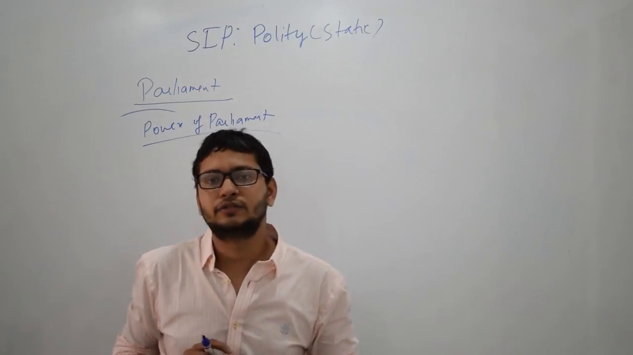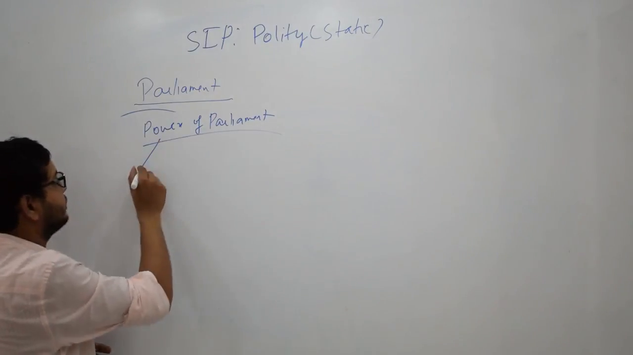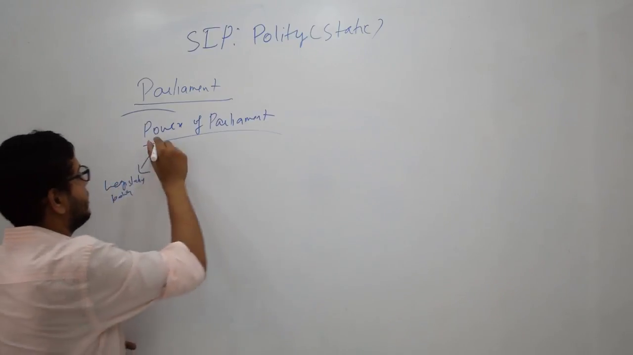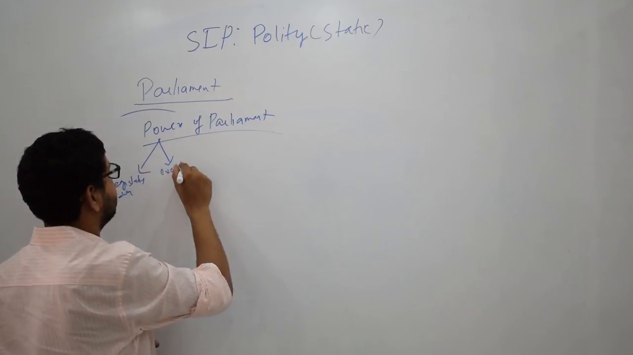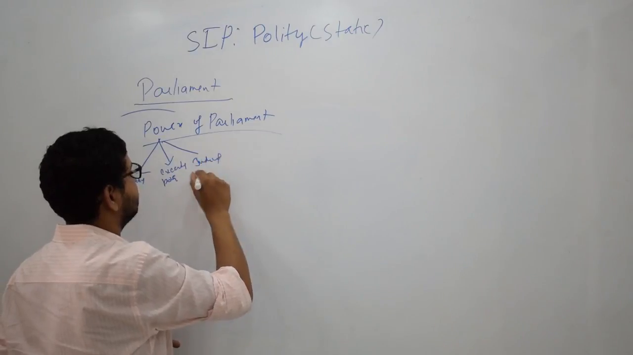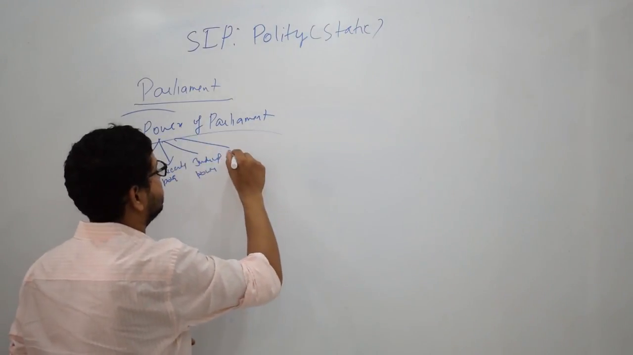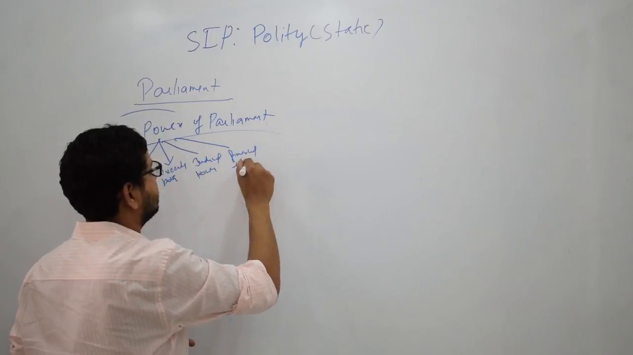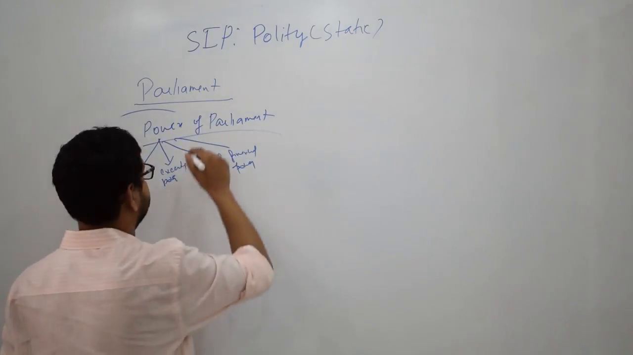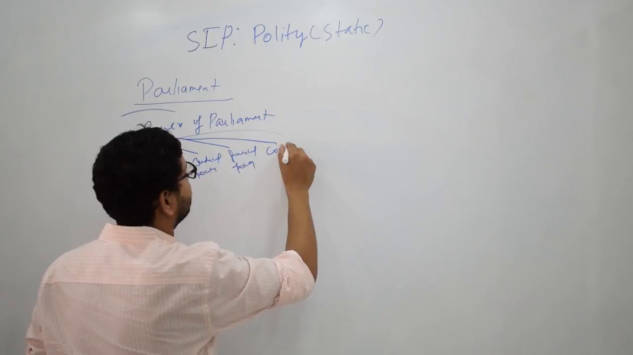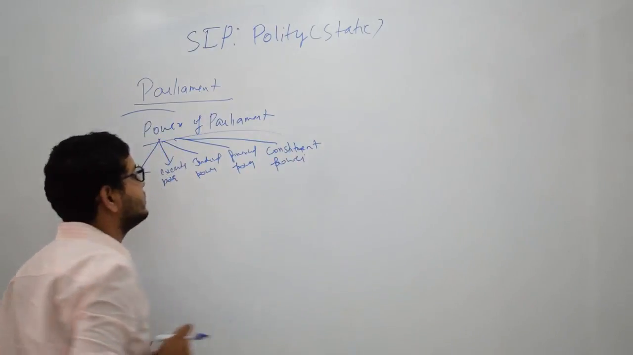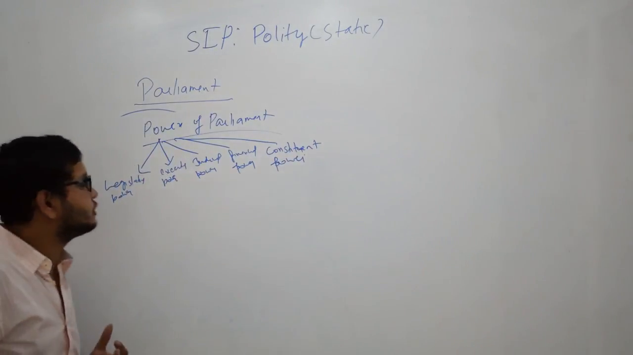So first is legislative power. The powers could be divided into legislative power, executive power, judicial power, financial power, electoral power, constitutional power. These are the 5-6 subheadings under which the powers of Parliament could be subdivided.